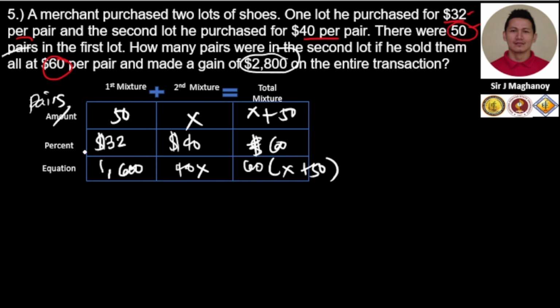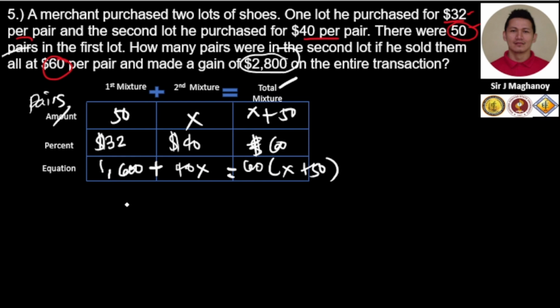We cannot do our equation right away here because we need to consider that the merchant already made a gain of 2,800 on the entire transaction. Therefore, we need to insert the 2,800 to balance the equation. Okay? So we need to set up the equation by adding the 2,800 to the sum of the first and the second lot. So this addition, the 2,800, equals the gain of the entire transaction.